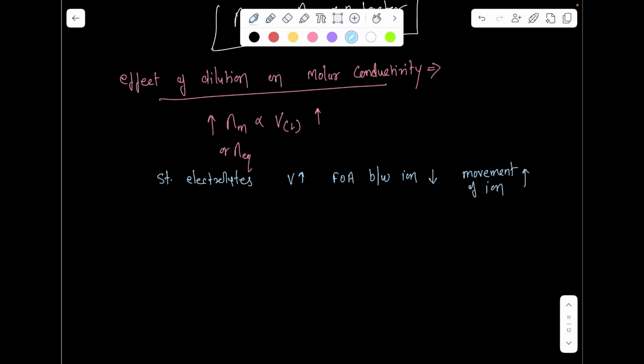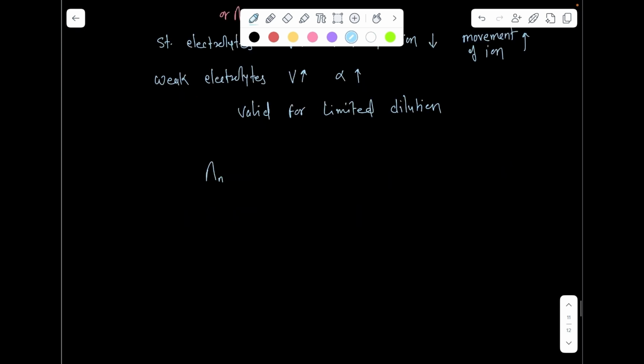But when we talk about the weak electrolytes, when you increase the volume, the degree of dissociation is also going to increase. So in that case, we can say the conduction is increasing in both the cases when you increase the dilution. But if you keep doing the infinite dilution, then definitely this is not valid, because the number of ions per unit volume is going to decrease. So we could say the molar conductivity is directly proportional to the concentration of the electrolytes. When it is higher, the molar conductivity is also higher.